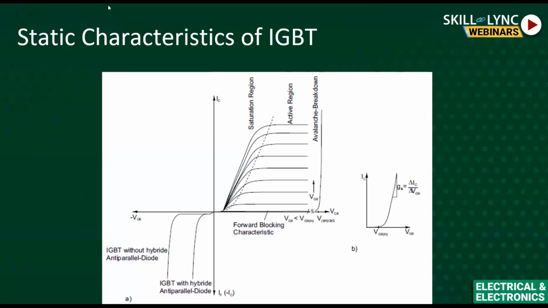Right, fine. Yes, this is the one thing. So forward blocking characteristics: the IGBT blocks the voltage and doesn't conduct, and the losses are also negligible here because very low current flows through the IGBT during the blocking state. You can see that from the graph as well.